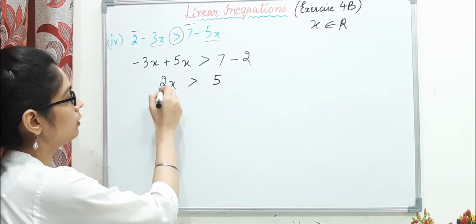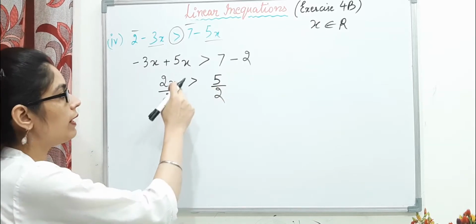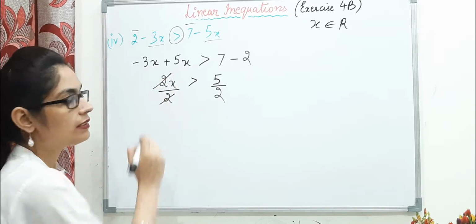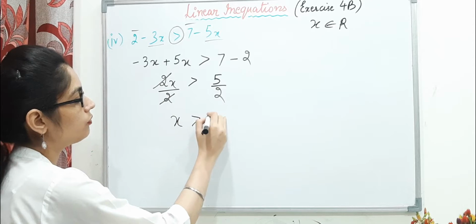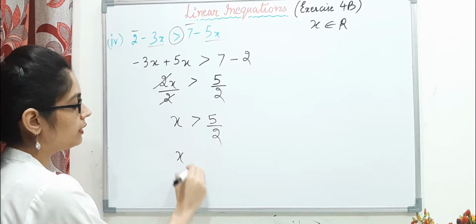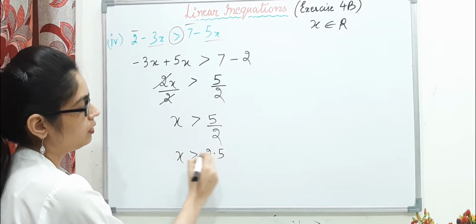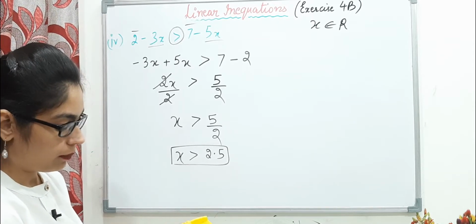So x, here 2 is there with x, 2 is getting multiplied, so we will divide both sides by 2, because this x and this x will get cancelled, and I will get x greater than 5 by 2. So we can also convert it into decimals. So x is greater than, if you convert it, it will be 2.5. So x is greater than 2.5. So let's plot this on the number line now.